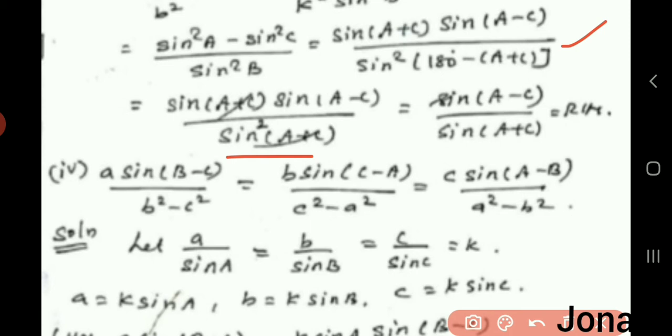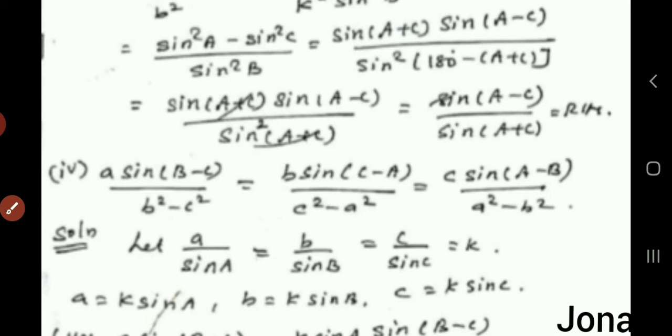At the numerator we have already one sin of a plus c. So cancel these two things. So one term only I have there. Therefore the answer is sin of a minus c divided by sin of a plus c. Okay, and then look at the next problem.